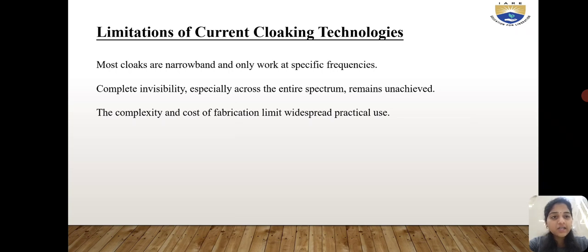Limitations of current cloaking technologies. Most cloaks are narrowband and only work at specific frequencies. Complete invisibility, especially across the entire spectrum, remains unachieved. The complexity and cost of fabrication limit widespread practical use.